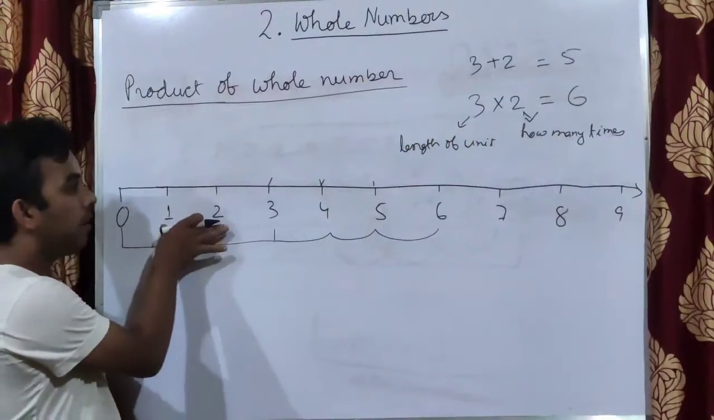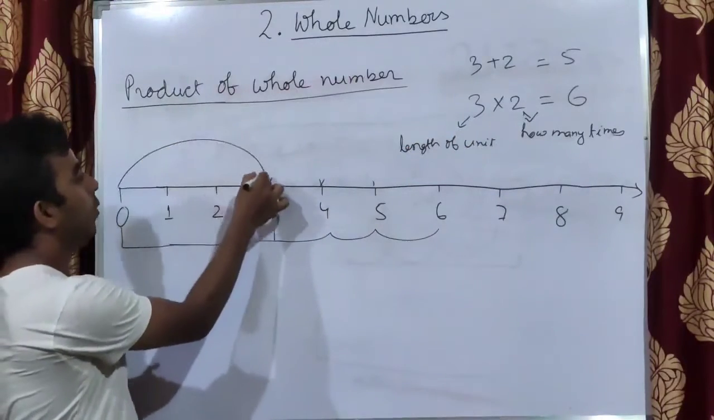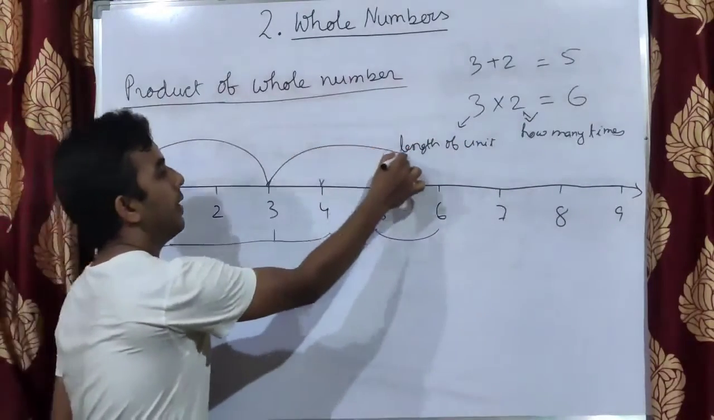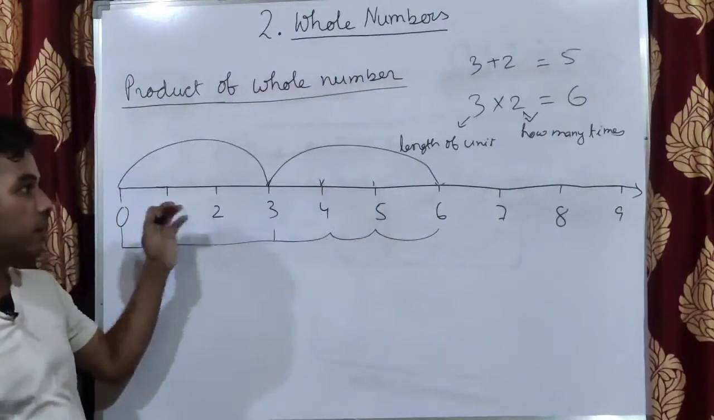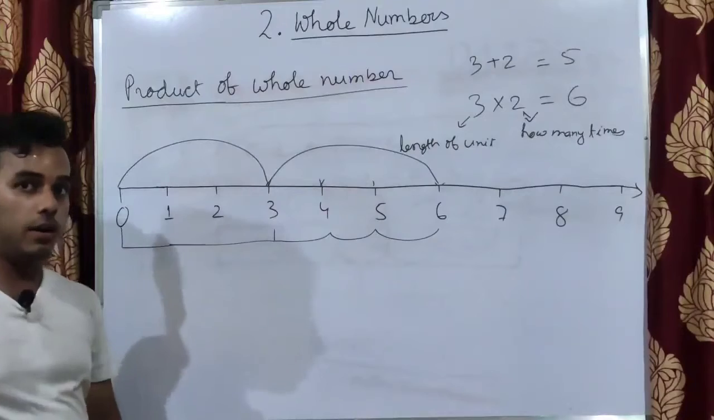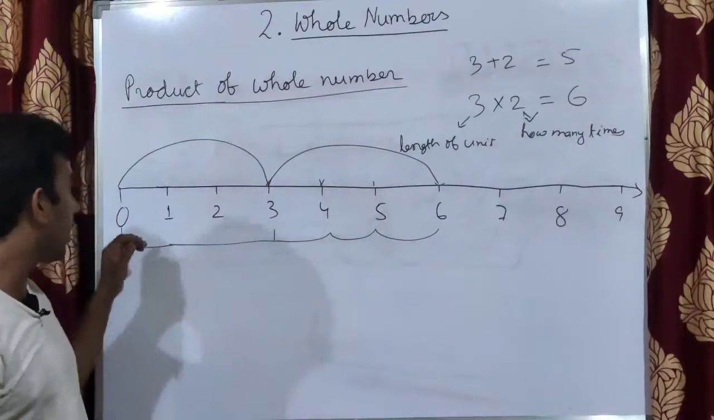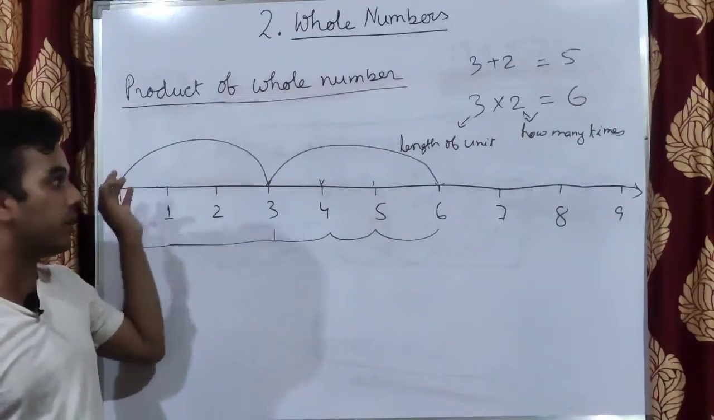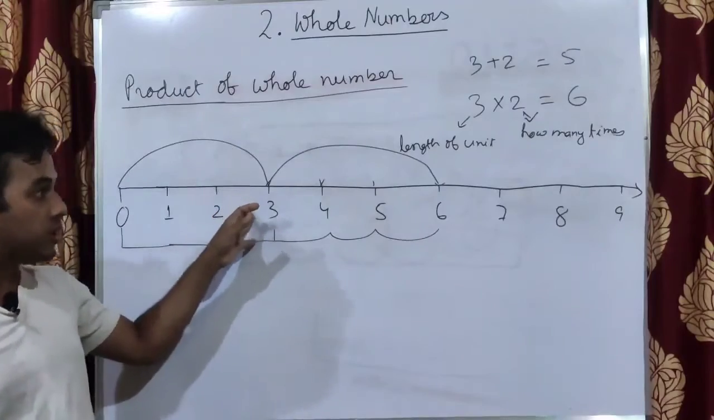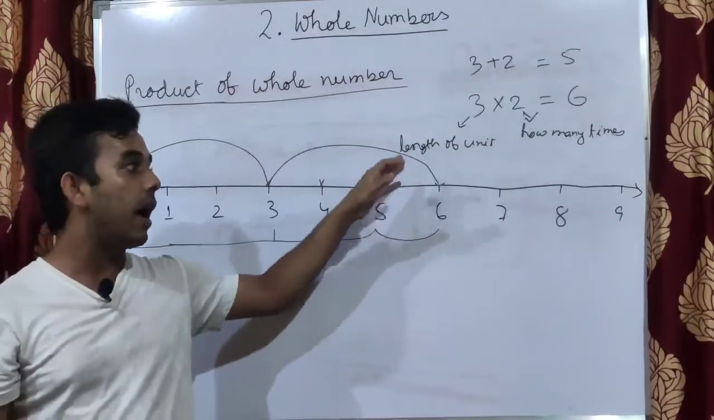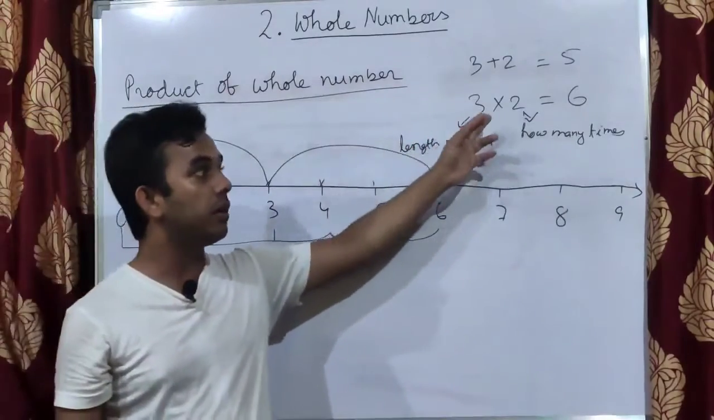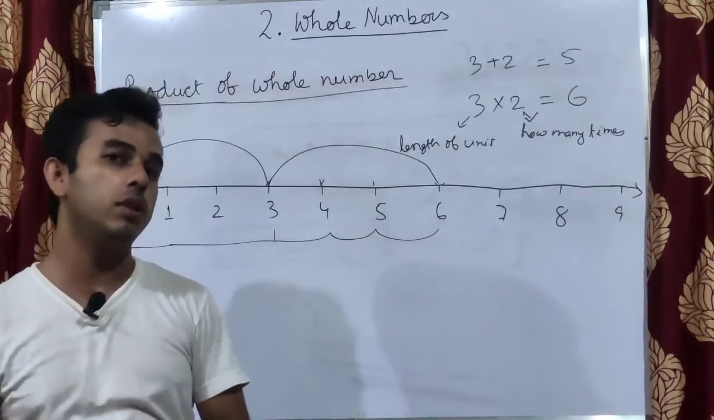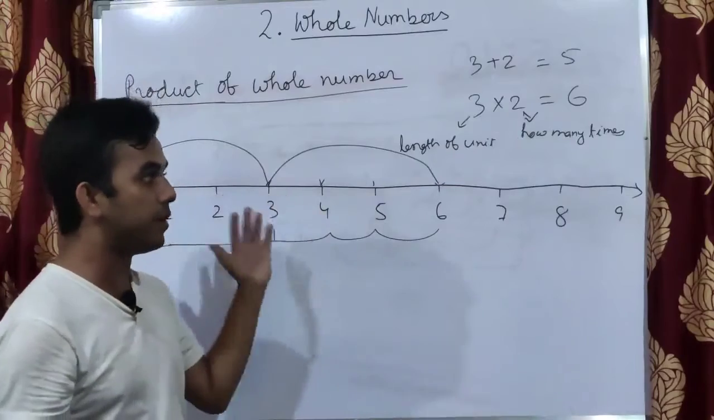Here 1 time, and here another time, right? 3 units each. In this one jump we have covered 3 units. Look here, 1, 2, 3. In the next jump we covered another 3 units. So our result is what? 6. And we also know 3 into 2 is how much? 3 into 2 is also 6. So like this we will multiply.